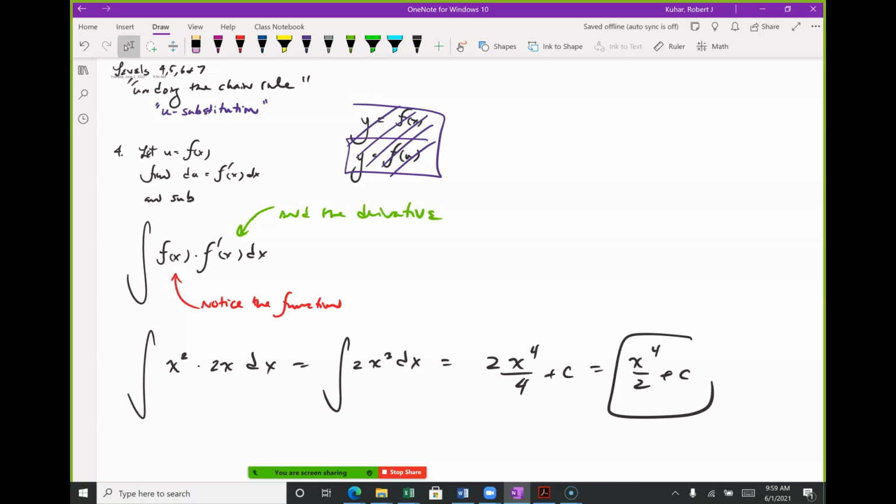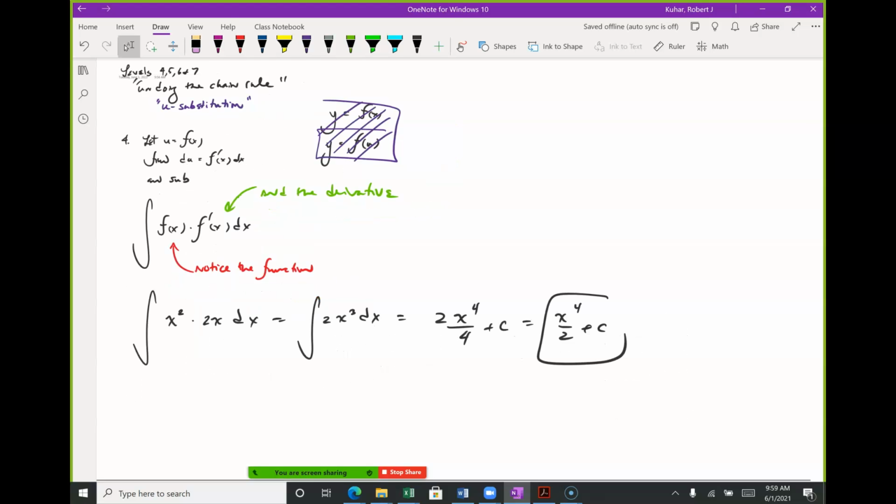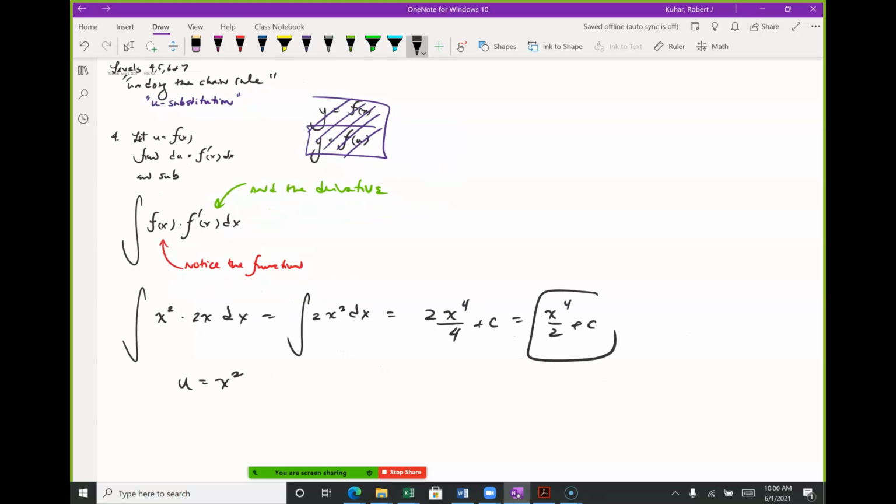But what if I missed it? What if I missed that this was a simple power rule? Well, I can set u to be x squared. I see a function. I take the derivative of that. So du is 2x dx. And I'm doing differentials here. Are you comfortable with this differential piece?